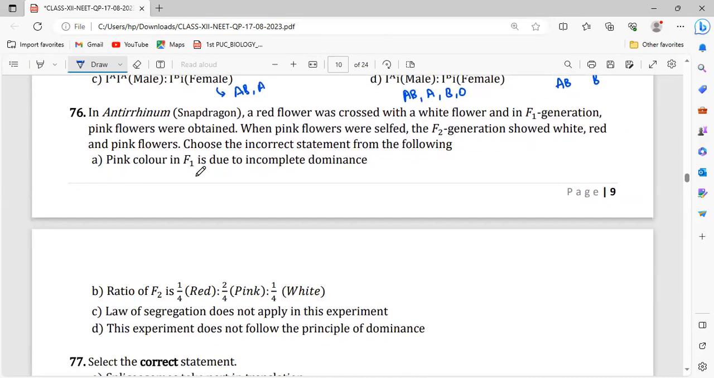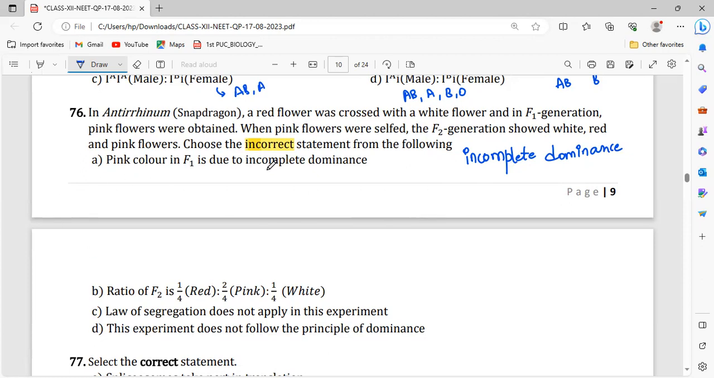76. In Antirrhinum snapdragon, a red flower was crossed with a white flower, and in the F1 generation, pink flowers were obtained. When pink flowers were crossed, the F2 generation showed white, red, and pink flowers. Choose the incorrect statements. So here in this question, they are talking about incomplete dominance. Keeping this in mind, we'll see the statements.